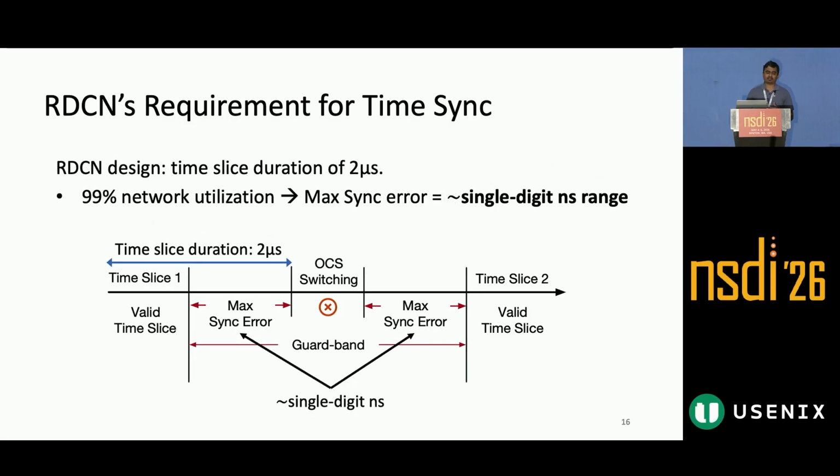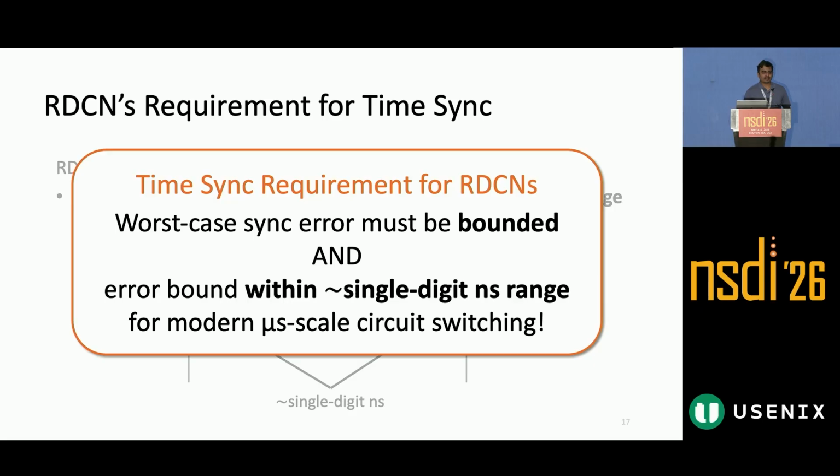Now, consider an example reconfigurable data center network design where we have a time slice duration of 2 microseconds. If we want to achieve 99% network utilization for this reconfigurable data center network, then if you do the math, the maximum sync error comes to be around single-digit nanosecond range. So overall, the time sync requirement for reconfigurable data center networks is the following. First, the worst case sync error must be bounded, and this error bound must be within single-digit nanosecond range for modern microsecond scale circuit switching.